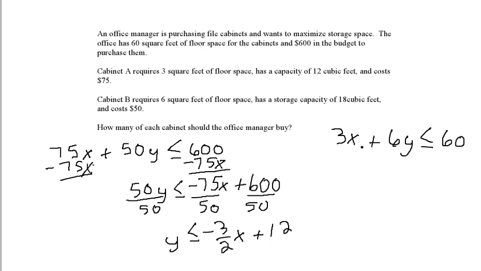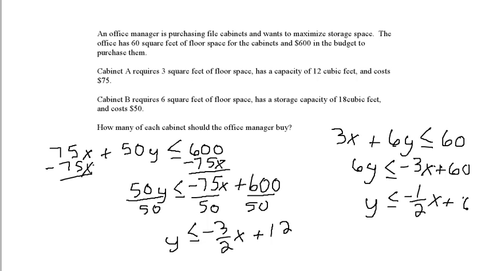Here we're going to solve this for y again. Subtract 3x on both sides. Let's just bring it over. 6y is less than or equal to negative 3x plus 60. Alright, next divide everything by 6. y is less than or equal to negative 1 over 2 x plus 10.